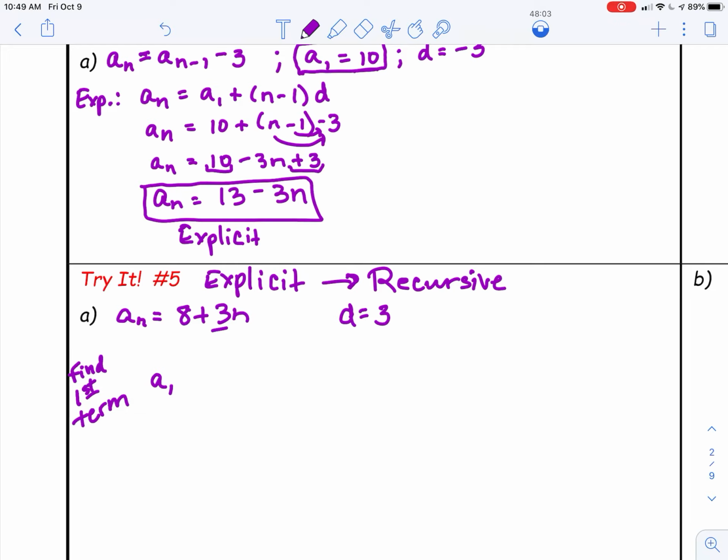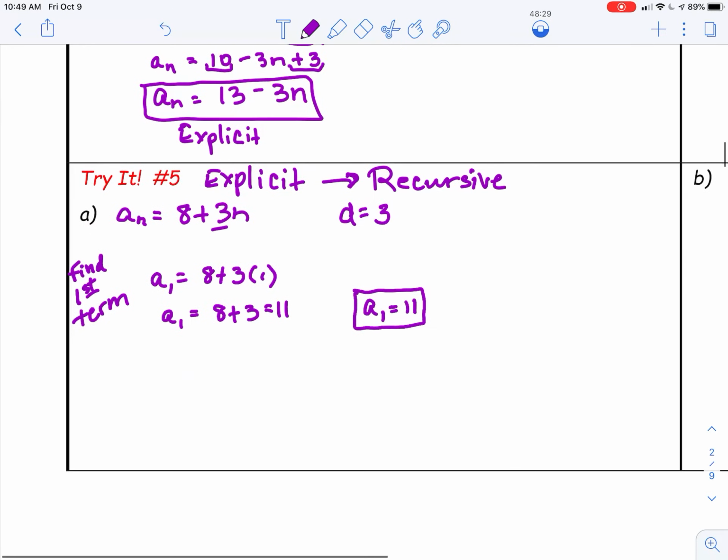Well, the nth term was a with a little subscript of n, so now I want to actually put 1 in there so I can find the first term. So anywhere else in my formula where I see n, I'm going to plug in my 1. So I have 8 plus 3 times n, right there it is. I'm going to put 1 in there. So the first term is 8 plus 3, which is 11. So over here, I'm going to say my first term is 11, and I'm going to box it in. And I'm going to keep on going.